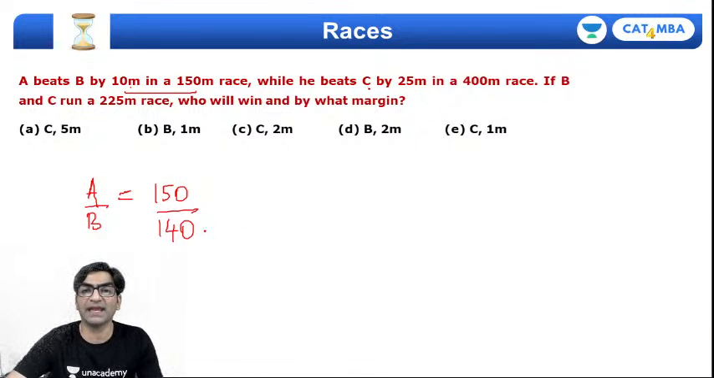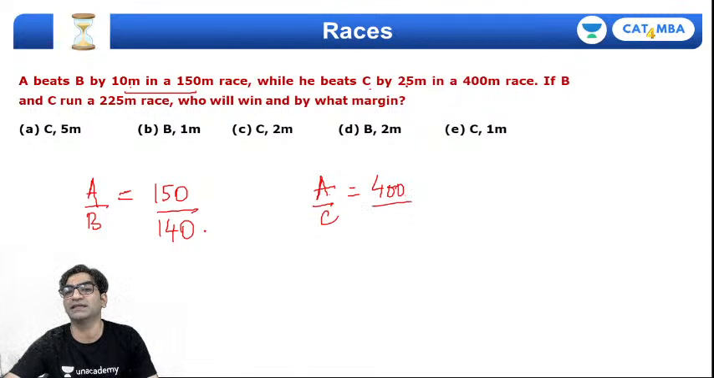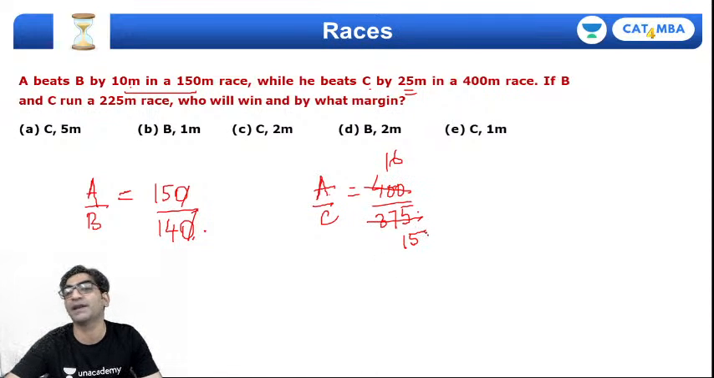The second race is A beats C in a 400 meter race. So for every race we will make an equation like this. So here you will say A by C. Okay. A has won again, which means A would run 400, but C is beaten by 25 meters, so C would have run 375. Right? I can simplify. This becomes 15 by 14. This becomes 25 ones are 25, 15 remains from 150, 25 into 6. This one will be 25 into 15.